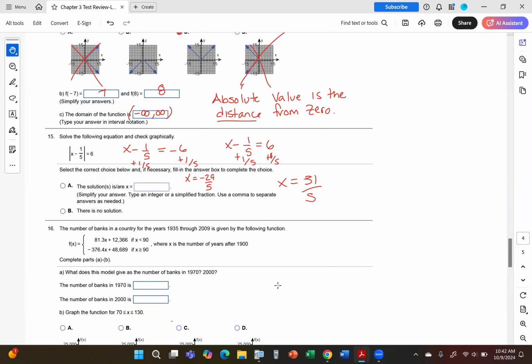Problem 16. Piecewise defined. The number of banks in a country for the years 1935 through 2009 is given by the following function, where X is the number of years after 1900. What does this model give as the number of banks in 1970?